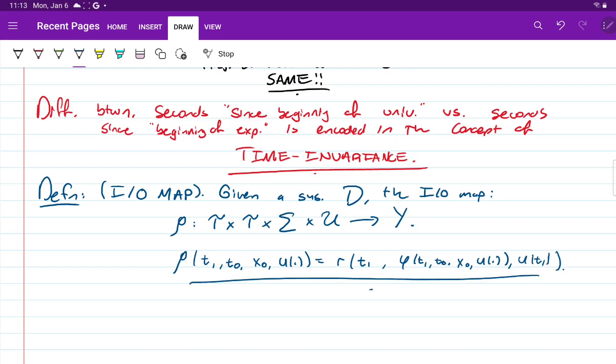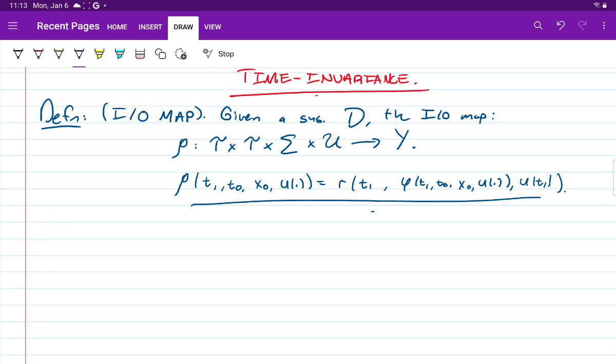Okay, so as you can see, the I/O map just gives us a direct path from input, initial state, and our times directly to our output value. This way, we don't have to keep writing this composition every time we're interested in reading off this output value at a given time. Remember, this is just to reduce notational overhead. Nothing too fundamental about this. All right, so let's get back towards our goal of defining time invariance for a system.